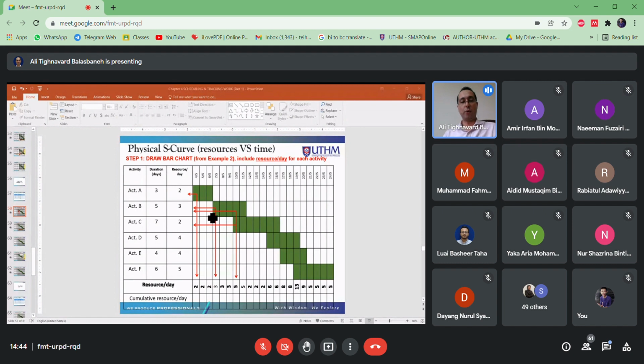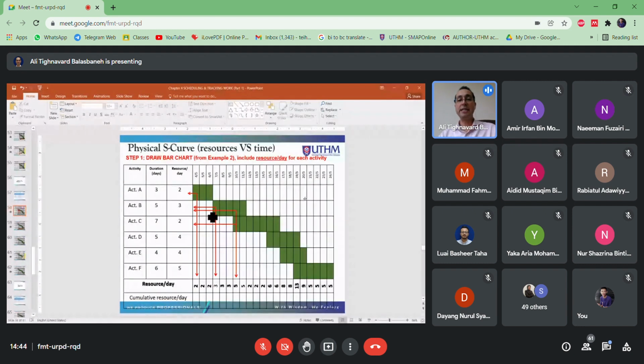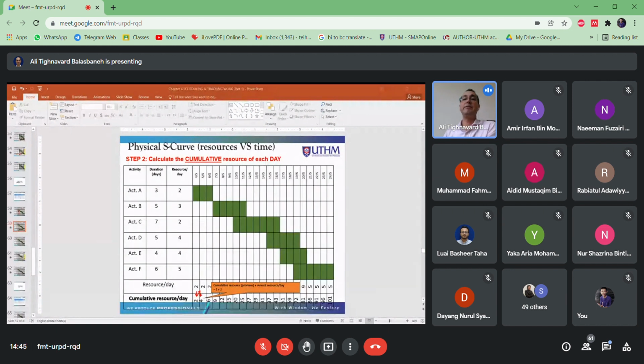13. So we found the resource based on per day. Now we need to calculate the cumulative for every single day. The process is exactly the same as the previous example for financial. The only difference is there we worked with money or cost. Here we work with the number of workers, but the process is all the same.